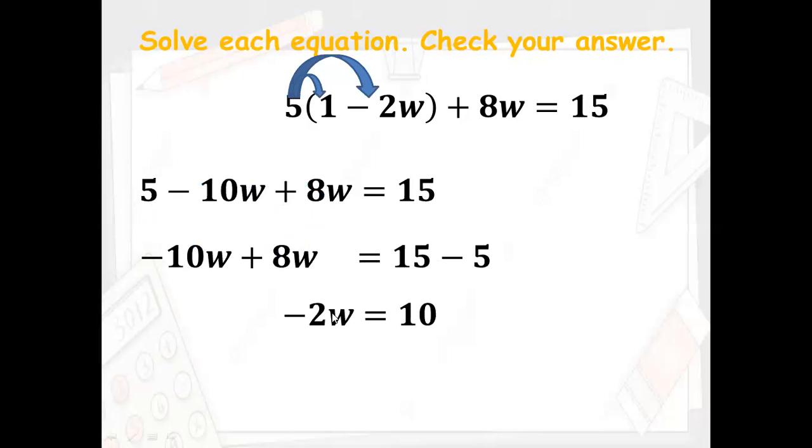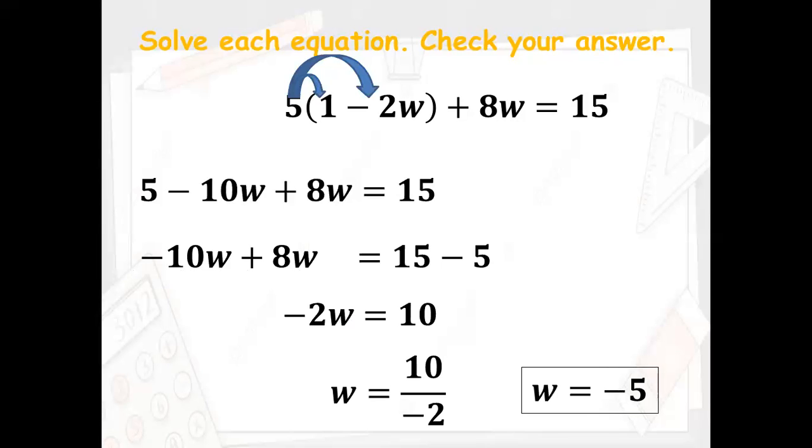So we are changing only the side of the number. So this will give you a negative 2w equals 10, which is 15 minus 5 is 10, and negative 10 plus 8. As you know, they both have different signs. So when you have different signs, you have to subtract, but take the sign which the bigger number has. So it's negative 2w equals 10. So w equals 10 divided by negative 2. So that's going to give you a negative 5.